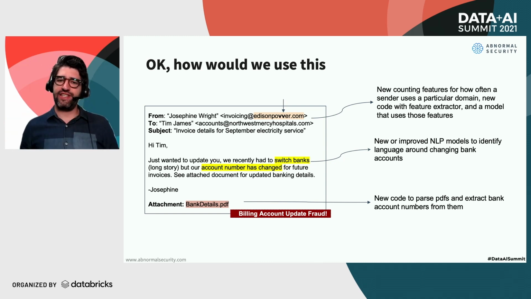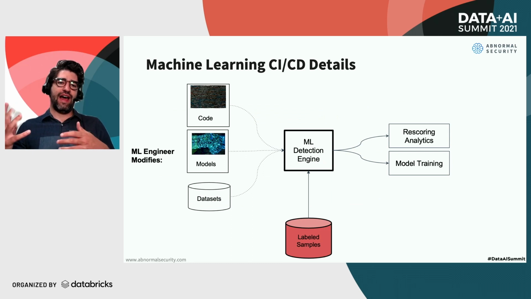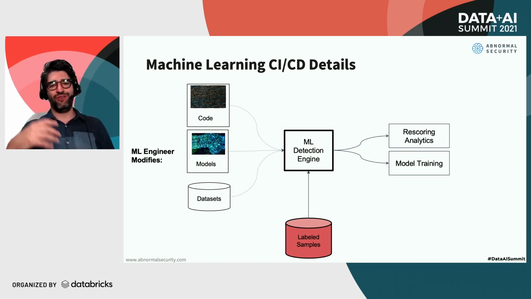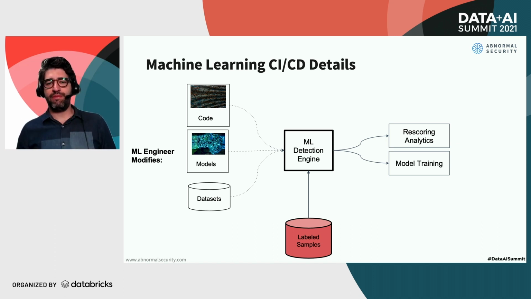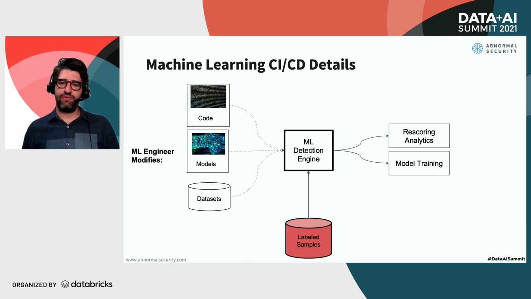And you can kind of translate this to other machine learning problems when you're trying to improve against a false negative. So as I mentioned before, the ML engineer is modifying all three of these things: code to improve the detection engine, add features, new models like new NLP models that are being pushed out, new data sets like this counting feature data sets. All of these feed into the ML detection engine in various ways. We may have new detectors built on top of these models, or new features that lead into the existing models.